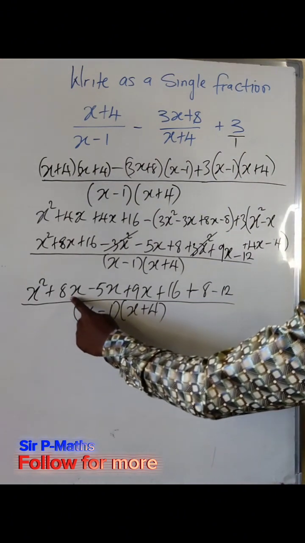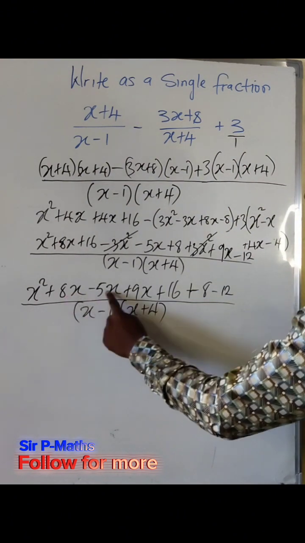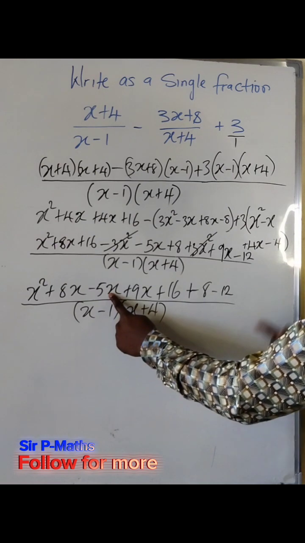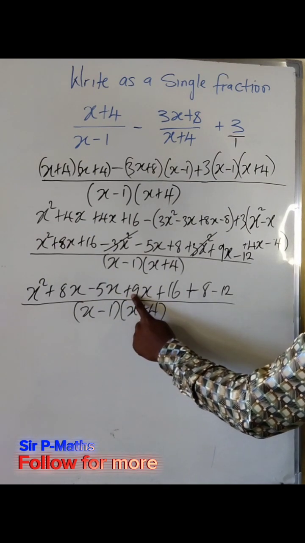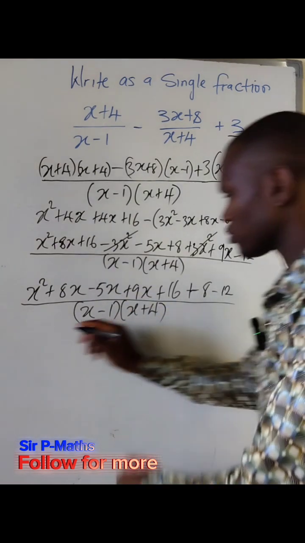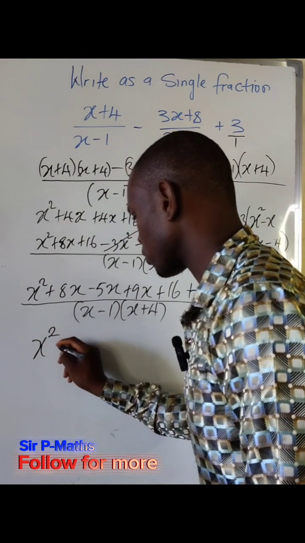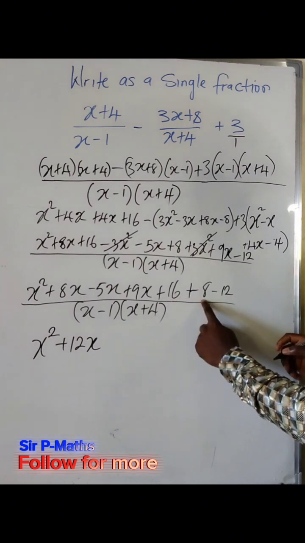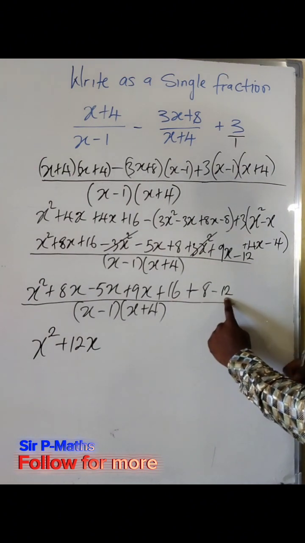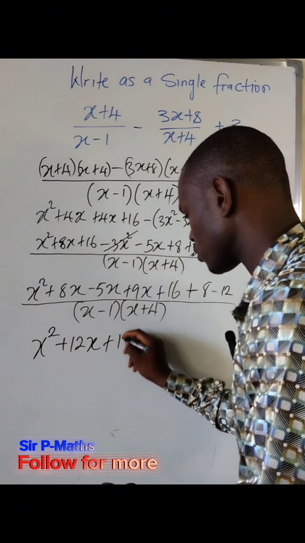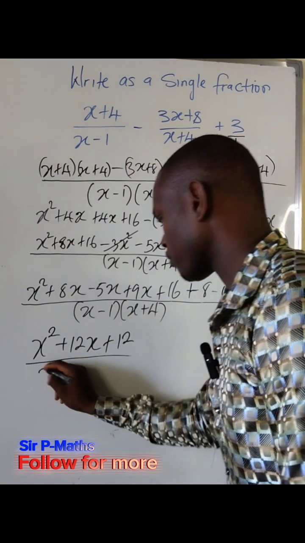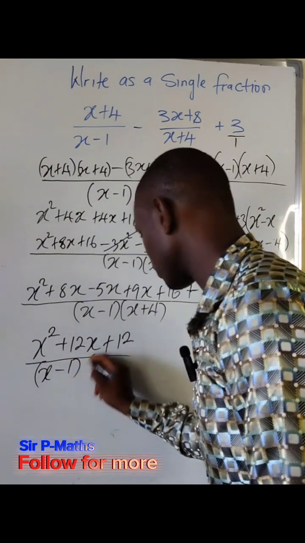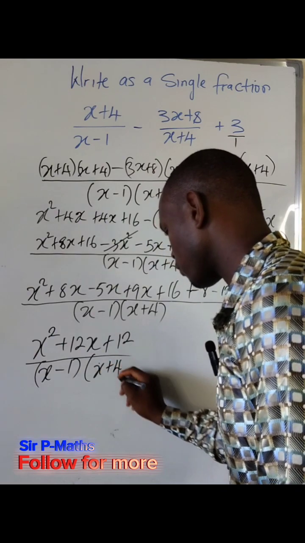Then at this point, let's add and subtract. 8x minus 5x will give me positive 3x. Add it to this guy, we have 12x. So we have x squared plus 12x. Then 16 plus 8 is 24. 24 minus 12 is 12. We have plus 12 all over x minus 1 and then x plus 4.